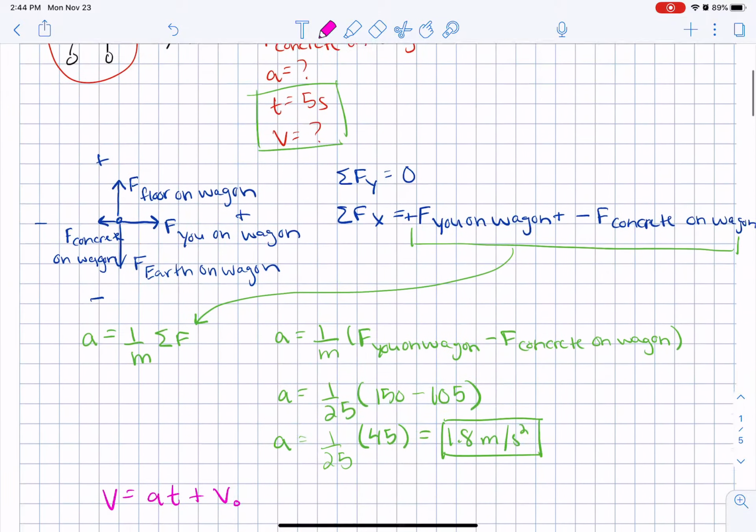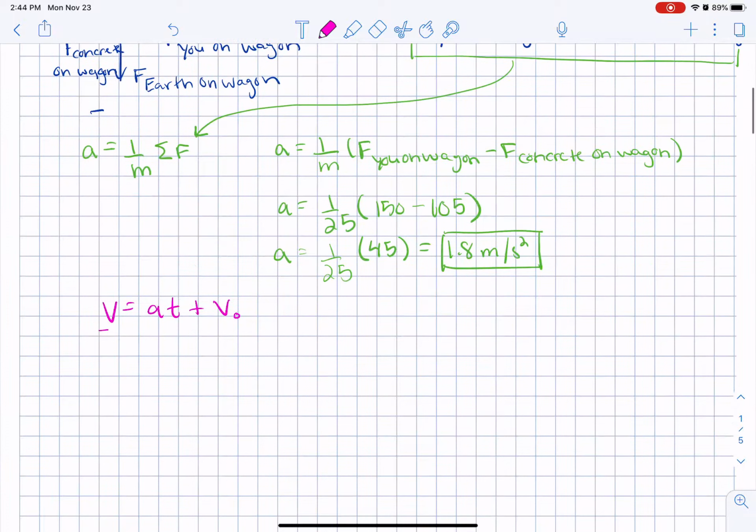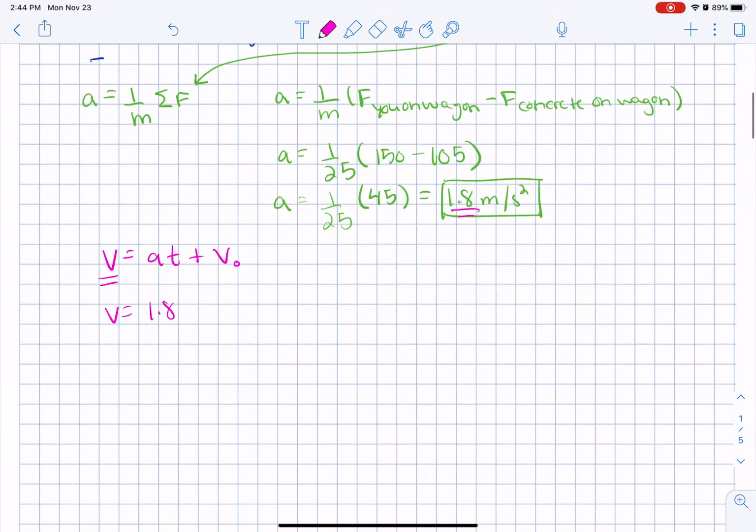And it's asking for this velocity, and we now know that the acceleration is this 1.8. Okay, and we know the time is 5 seconds that was given to us. And if we're not given an initial velocity, we're going to say it's 0. So I'm going to do 1.8 times 5 plus 0, and I get a velocity of 9 meters per second. And that's my final answer.